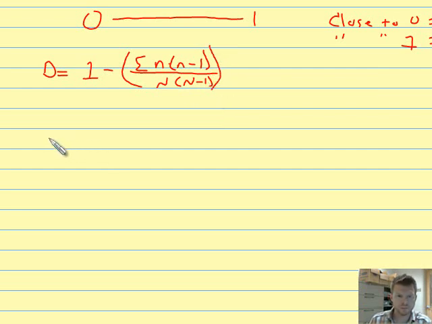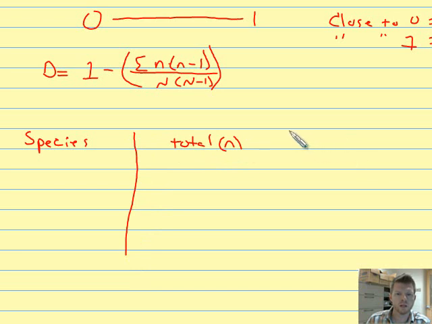Okay. So in your data table, you'll have your species, total individuals, represented by lowercase n, and n times n minus 1.